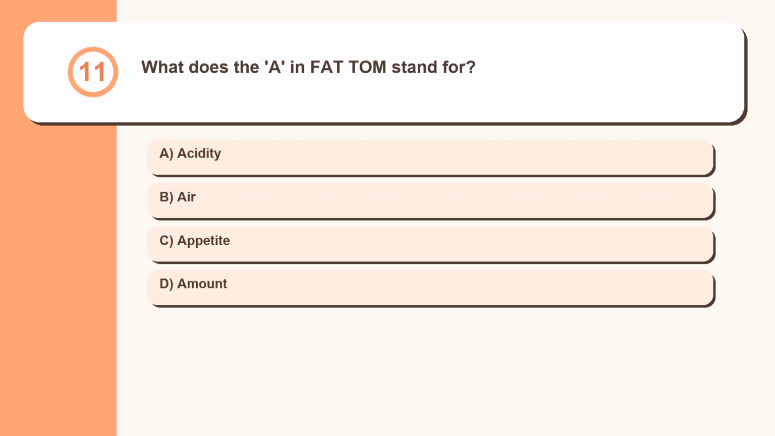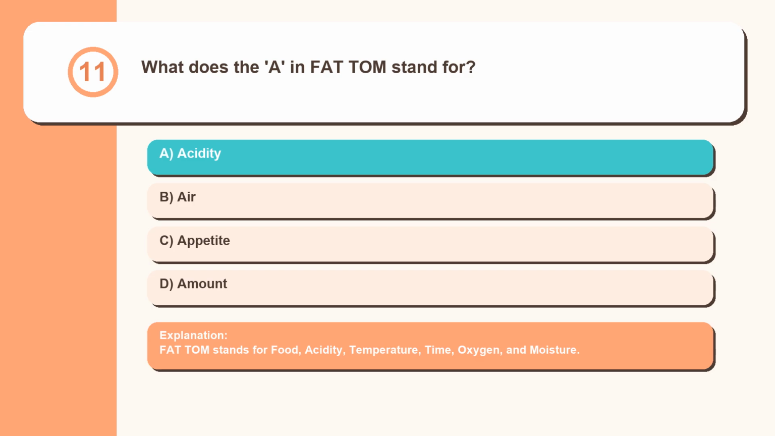Question 11. What does the "A" in FAT TOM stand for? Acidity, air, appetite, or amount. FAT TOM stands for food, acidity, temperature, time, oxygen, and moisture.